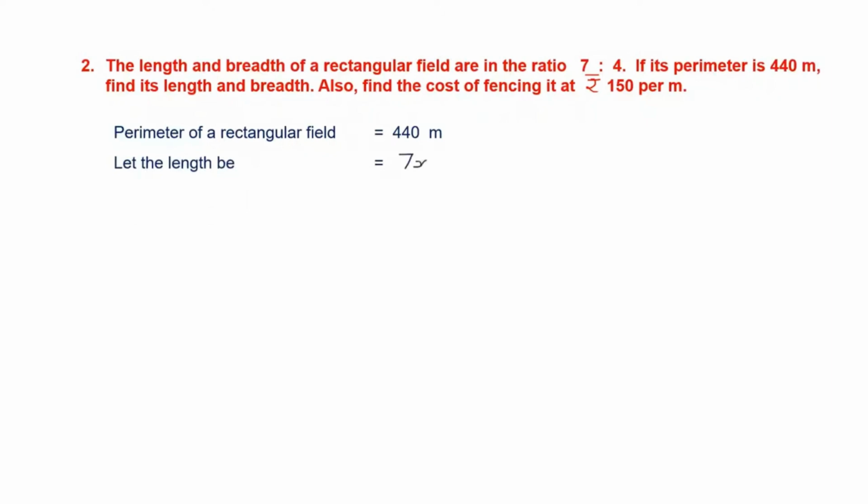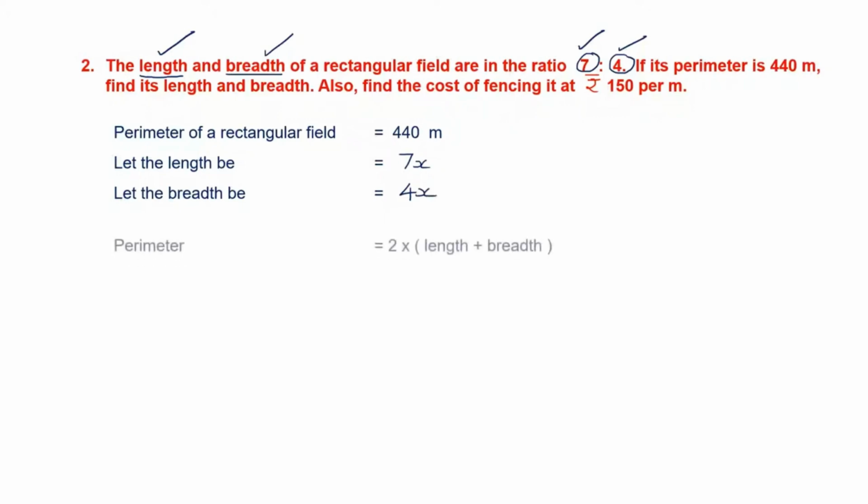Now, how did I get 7? Now, look at the first sentence of your question. Let the length and breadth be in the ratio 7:4. The first word here is length. So, the first number, we'll take it as length. That's how I got 7x. Now, let the breadth be. Now, breadth is the second word. So, let's take the second number. So, that's 4x. So length is 7x and breadth is 4x.